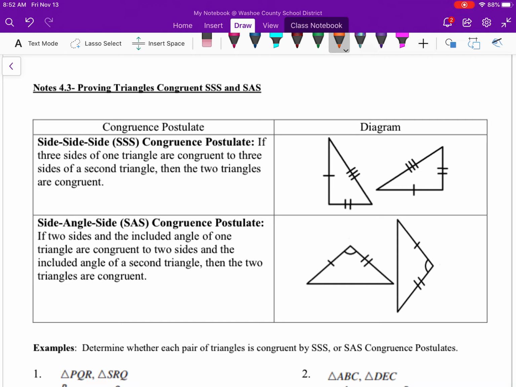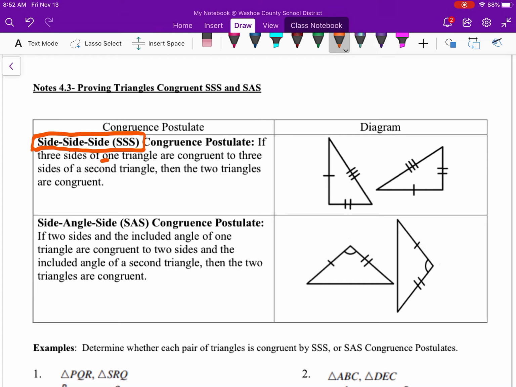All right, this video is on section 4.3, which is proving triangles congruent through two theorems, the side-side-side theorem and the side-angle-side theorem. It's important that you go based off what is labeled and what is given to you to use these theorems and prove that triangles are congruent. Okay, so the first one we have here is side-side-side, and you'll see that abbreviated as SSS.